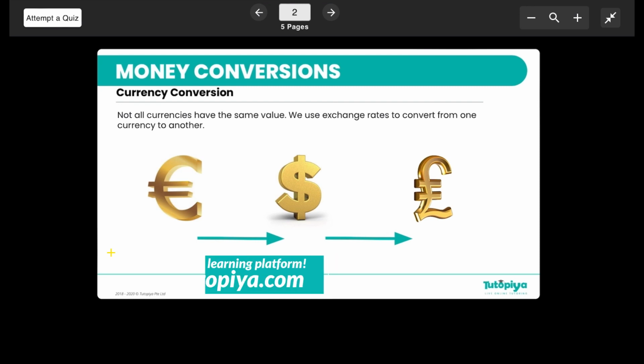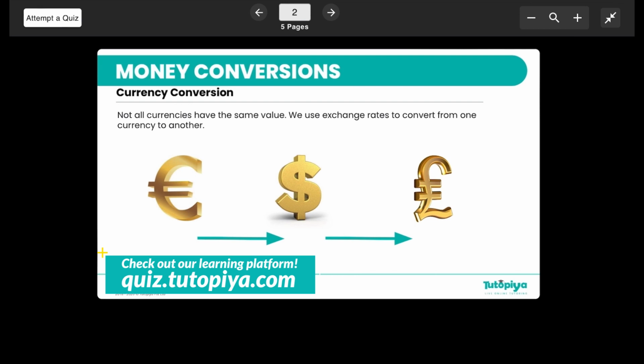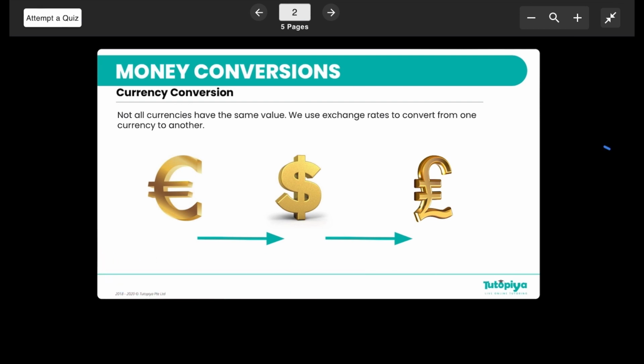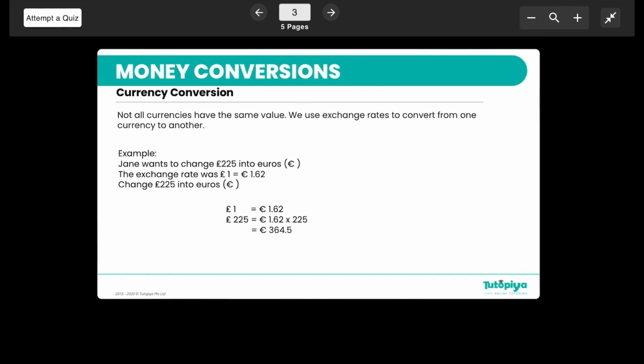Some currencies are basically a bit stronger than others, and we actually have a way to convert from one currency to another, and we use what are called exchange rates. Exchange rates allow us to change from one currency to another. So how do we do this? We can start off with something like this.